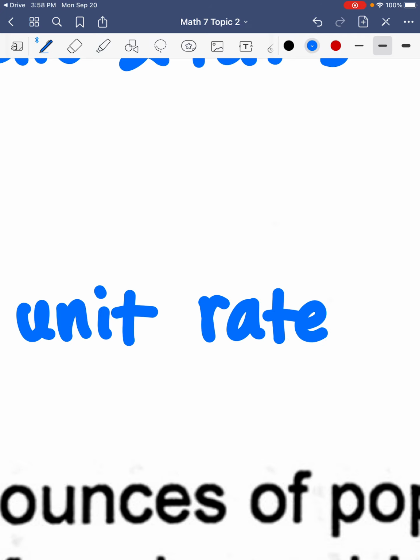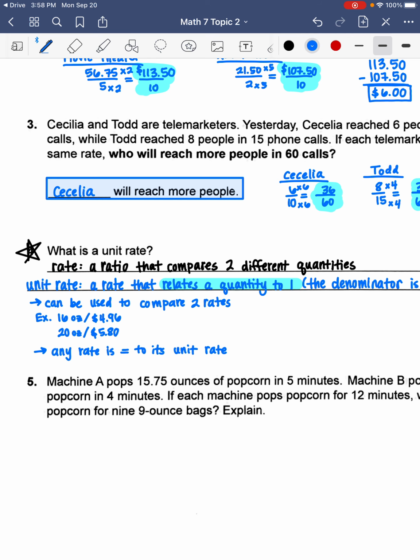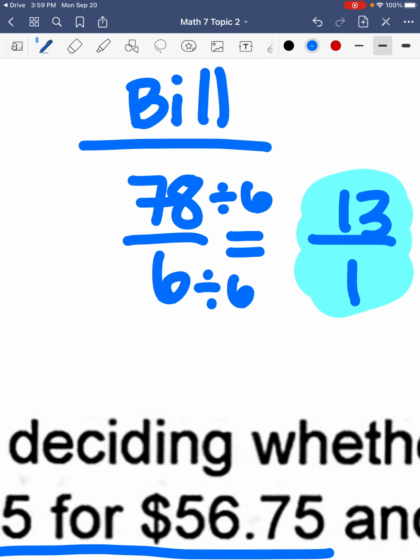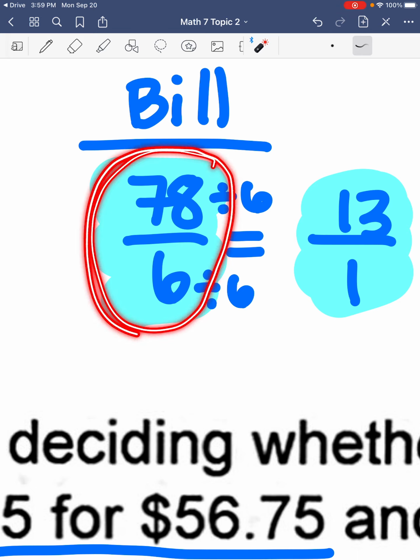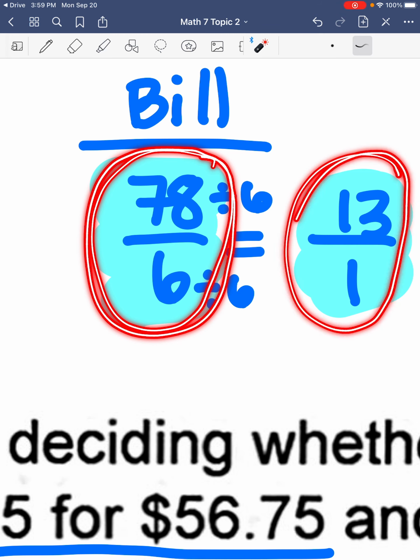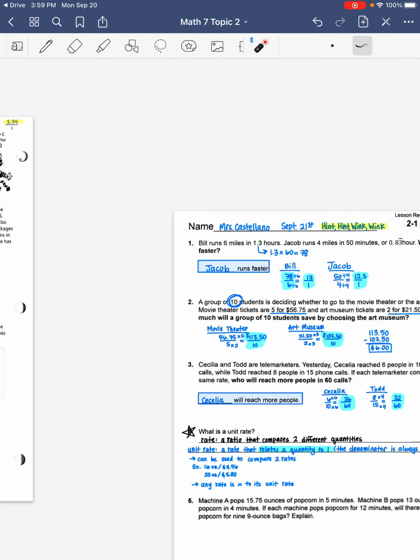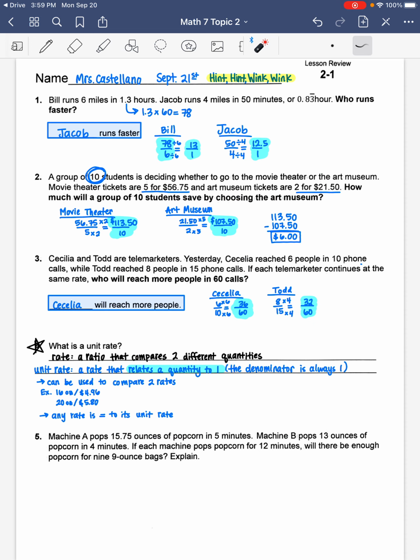Any rate is equivalent to its unit rate. And to emphasize that, let's talk about problem number 1. Let's look at Bill. So his rate is that he runs 6 miles in 78 minutes. But that really means that his unit rate is that he can run 1 mile in 13 minutes. But this rate right here is equivalent to this rate right here. They simplify to the same thing. So do keep that in mind for question number 4.